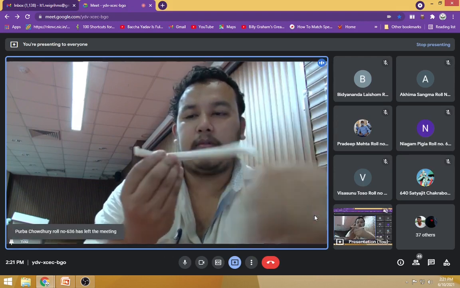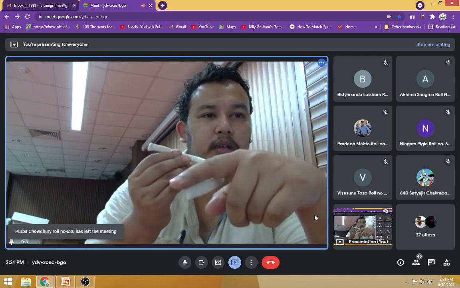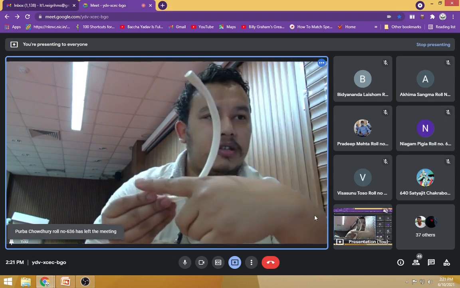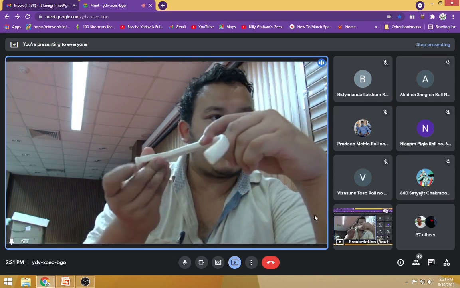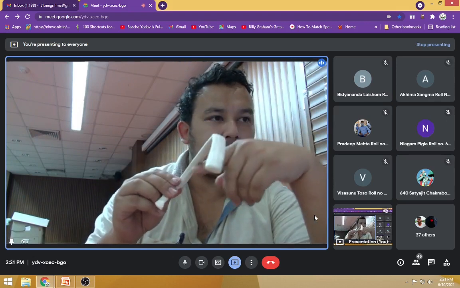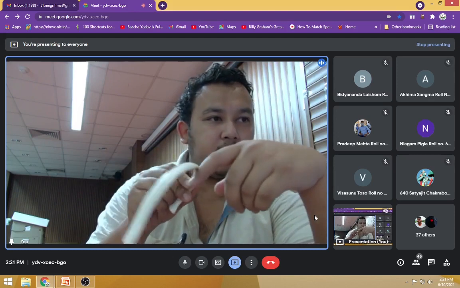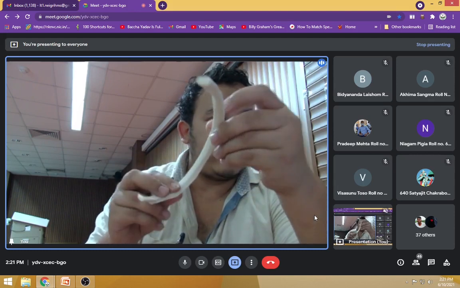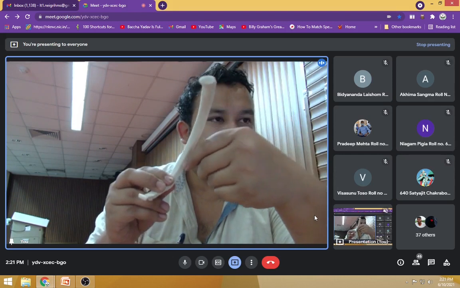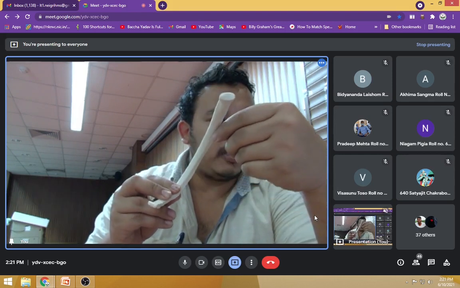Then you have one upper border here. This is the upper border, and this here is the lower border. You can see that the lower border is sharp. The lower border is much sharper compared to the upper border, and in the lower border, this groove that you can see on the inner surface is called the costal groove.